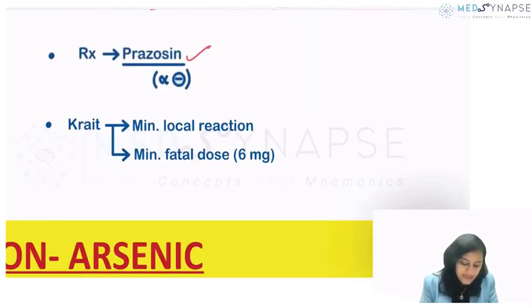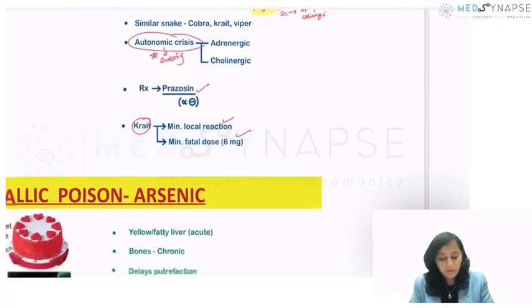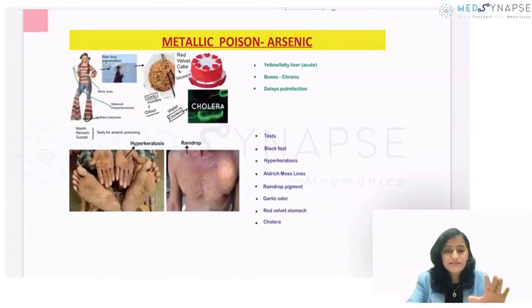This is what we have already seen. Krait has minimum local reaction, and the minimum fatal dose is for krait. Not for the cobra, but for the krait. Everybody is done with this. Give me a quick thumbs up if this is clear with everyone.